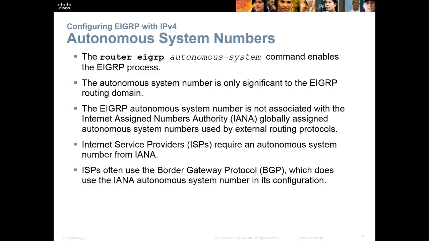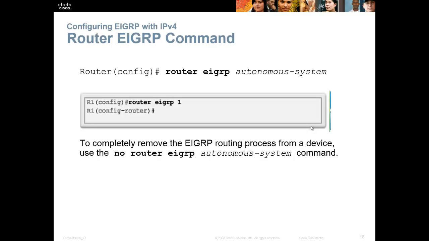The internet providers that use BGP actually get autonomous system numbers from the Internet Association that controls the entire internet, so they have to be assigned. Our stuff is only significant to our different networks, so don't let that confuse you. Again, router EIGRP 1, boom, and that's it.